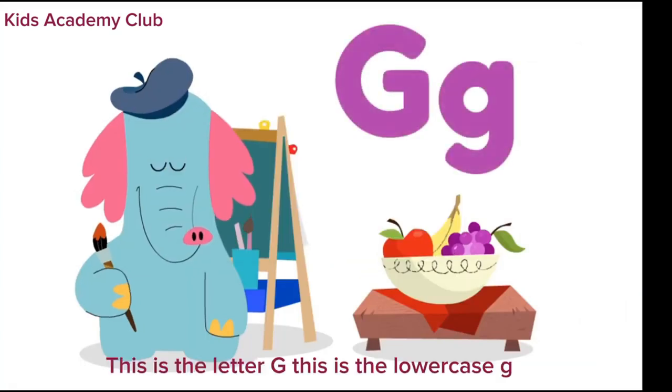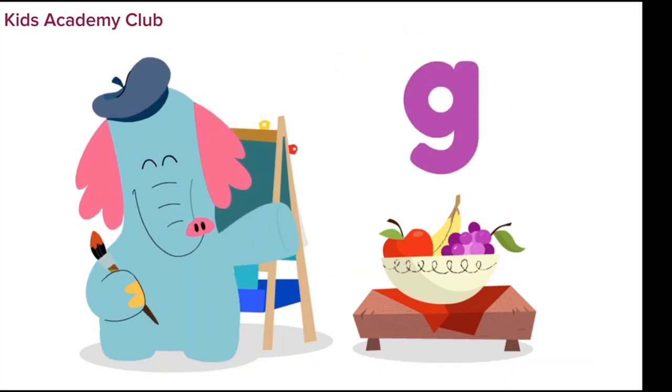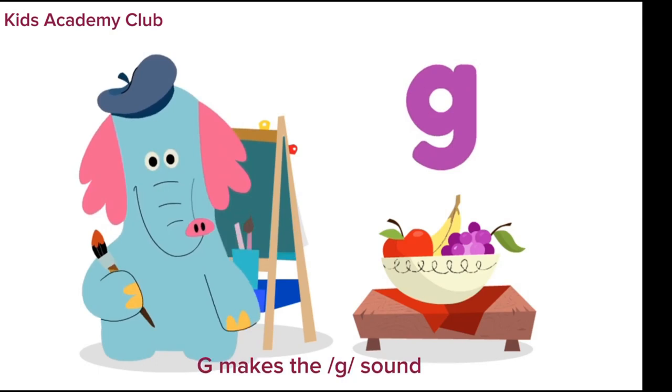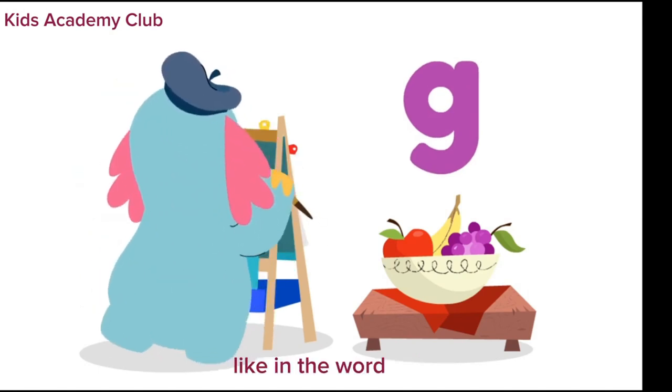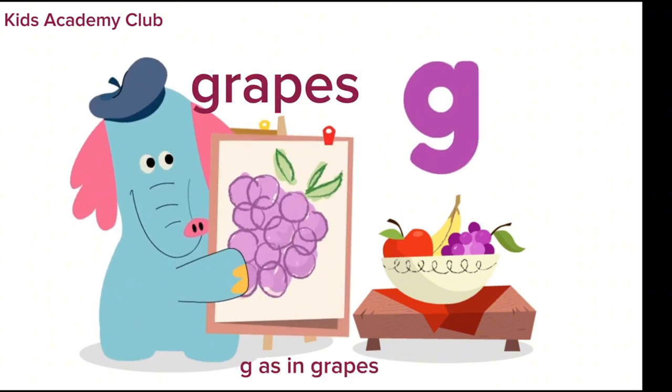This is the letter G. This is the lowercase g. G makes the g sound, like in the word grapes. G as in grapes.